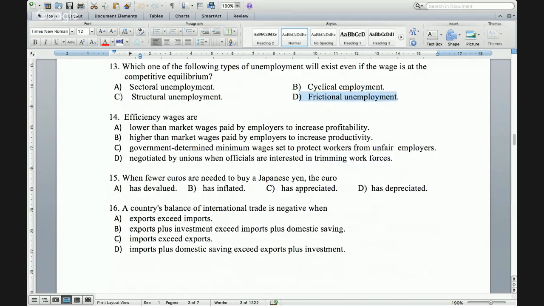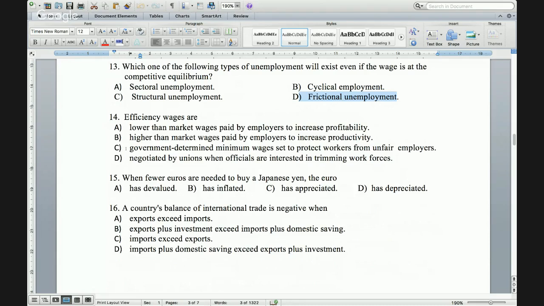Okay, 14. Efficiency wages are lower than market wages paid by employers. Okay, so we have something similar in A and B: lower or higher, paid by employers, profitability, productivity. These are key words because every other word is the same. Let's go on to C, because I'm thinking that it's A and B.